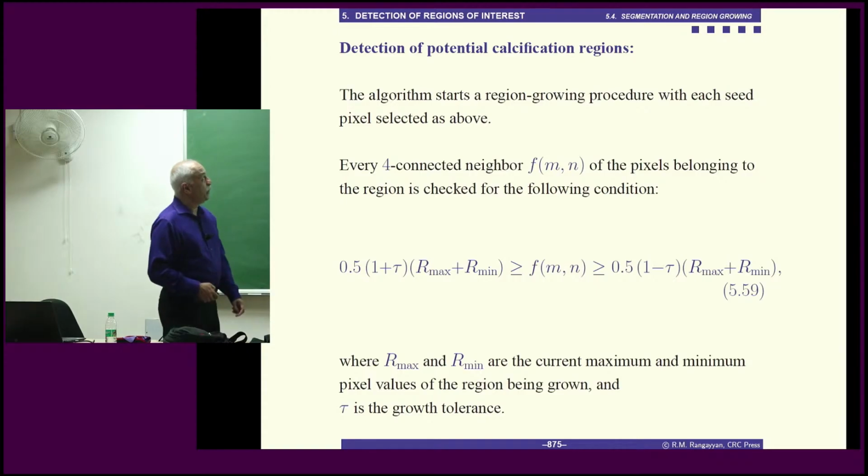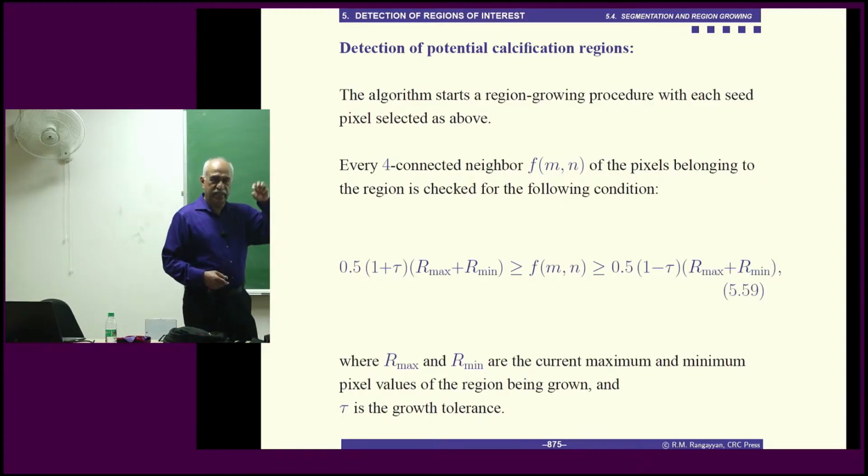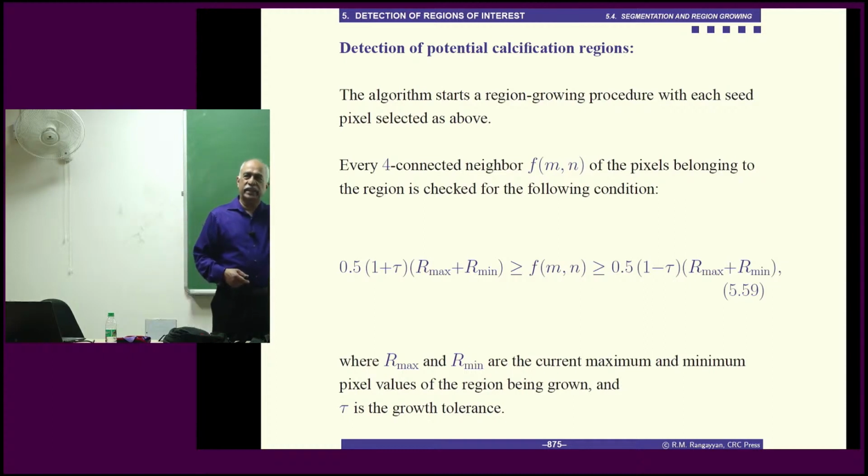So, detection of potential calcification regions. For the region growing algorithm for this application, we made a small modification. Every 4-connected neighbor of the pixels belonging to the region is checked. First there is a seed, so check its neighbors, and those that are included check their neighbors, and so on, iteratively until region growing stops.